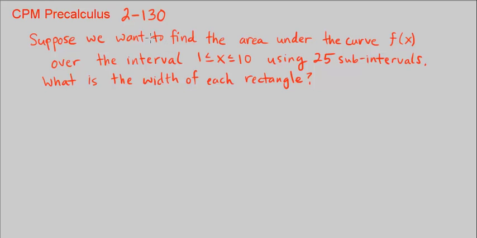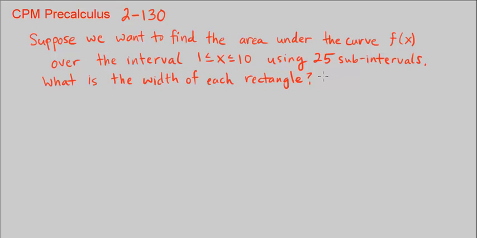This is CPM Precalculus Chapter 2, number 130. Suppose we want to find the area under the curve f of x. Our curve is f of x over the interval 1 through 10, so 1 is less than or equal to x is less than or equal to 10, using 25 subintervals. So that's like 25 rectangles. What is the width of each rectangle?